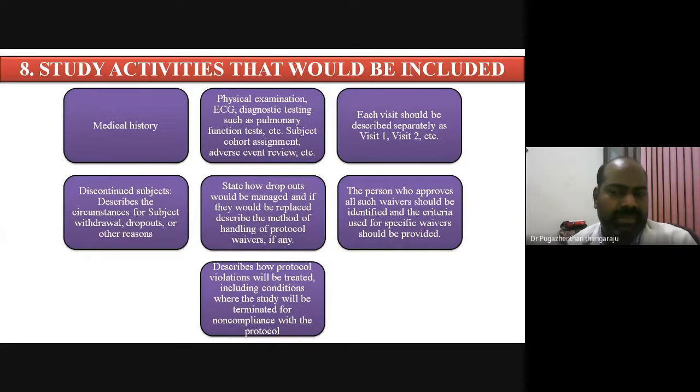The person who approves such waivers should also be identified, and the criteria used for specific waivers should be provided. We have to mention a note like that in the protocol. For example, people traveling more than 90 kilometers can be given a concession, and reasons like that we have to mention. Also, how protocol violation will be treated, including conditions where the study will be terminated for not adhering to the protocol. Like what I have told, the withdrawal criteria from the aspect of the sponsor or the patients will come in this area: how the protocol has been violated, whether it is really violated, and whether it will be conveyed accordingly to the IEC. All these things should be a part of the clinical trial protocol.